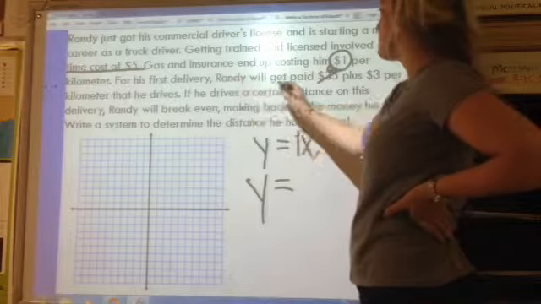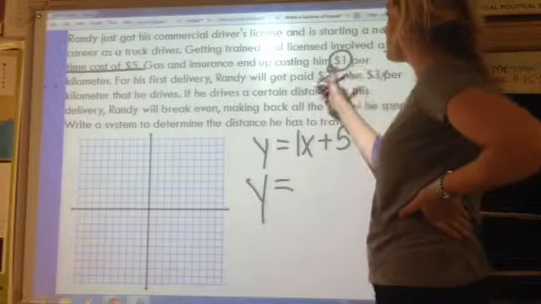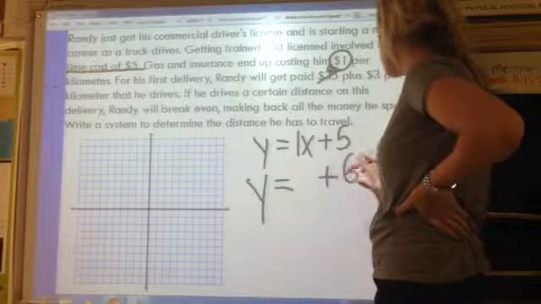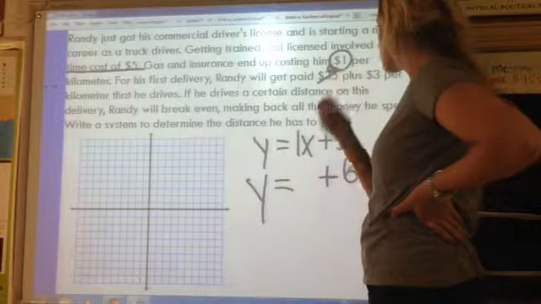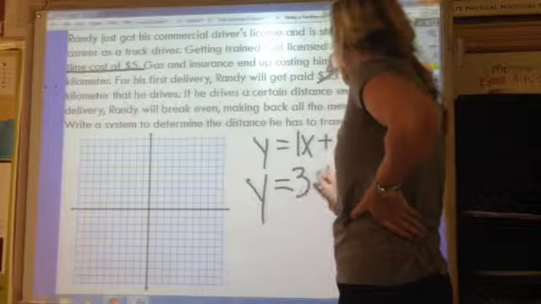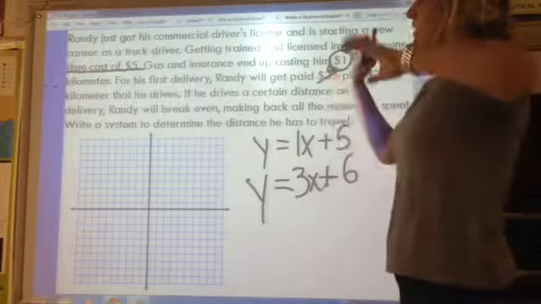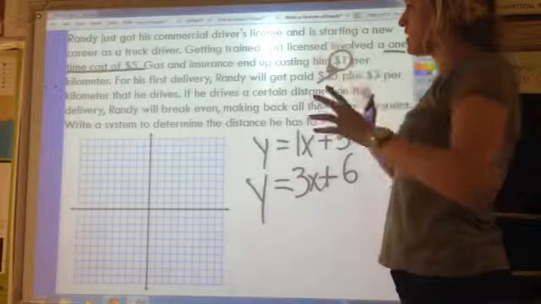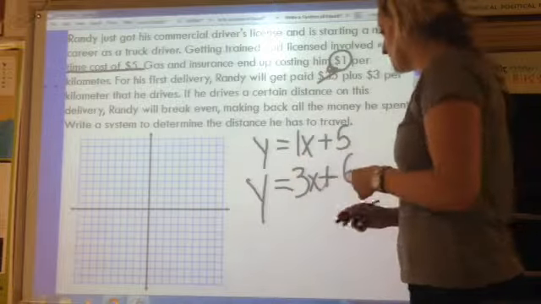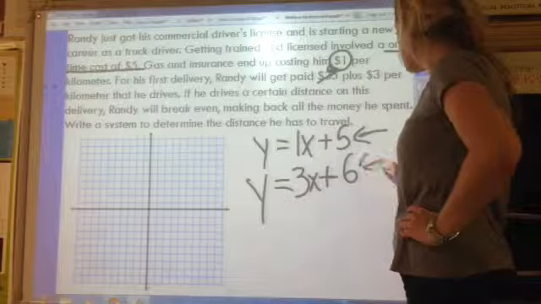For his first delivery, Randy will get paid $6 plus $3 per kilometer that he drives. Again, if he's getting paid $6, that's just a one-time fee. It's a one-time allowance of $6 plus $3 per kilometer that he drives. Again, we don't know how many kilometers he drives, so that can always be represented as a variable. I could plug in numbers there to figure out the distance. But again, we're concerned about graphing today. So let's go ahead and graph this first equation.